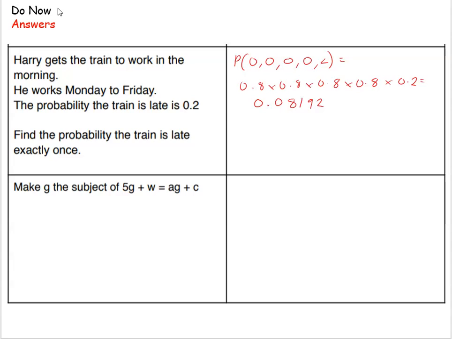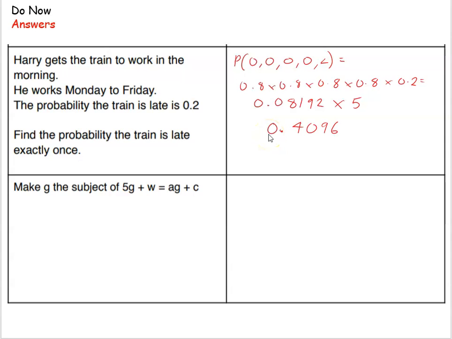So all I need to do now to finish off this question is multiply it by 5, because I want to know it across the 5 days. Okay, so that's my last step. So I'm going to do that quickly now. So that gives me 0.4096 as my final answer.